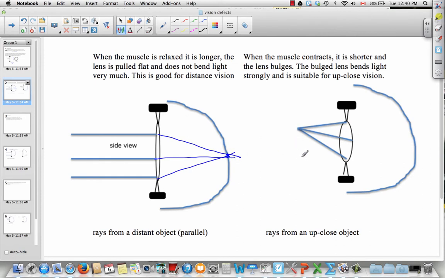Now, when the object is closer, we strain the muscle, we use the muscle, it gets shorter. As the muscle gets shorter, the lens will bulge. As it bulges, it bends the light more. So in this way, for an up-close object, we again get a nice tight focus here on the retina. So this is what the lens looks like when you're viewing something distant, a relaxed muscle and a flat lens. This is what it looks like when the object is up close, a tense muscle and a bulging lens. And in both cases, we have a nice clear image with the three rays meeting at a point on the back of the eye.